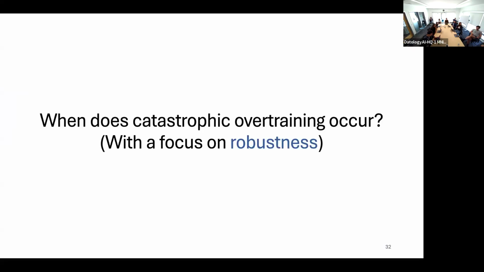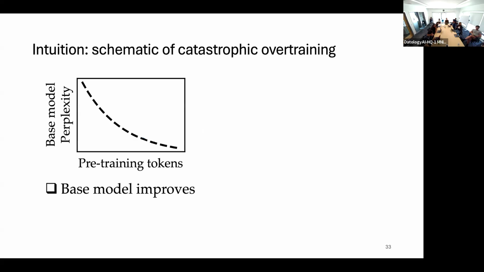They're hidden. Oh, nice. So when does catastrophic overtraining occur? Especially with, again, a focus on robustness. And so we're looking at the pre-training perplexity here, not the actual adaptability. We'll sort of ignore that for now.